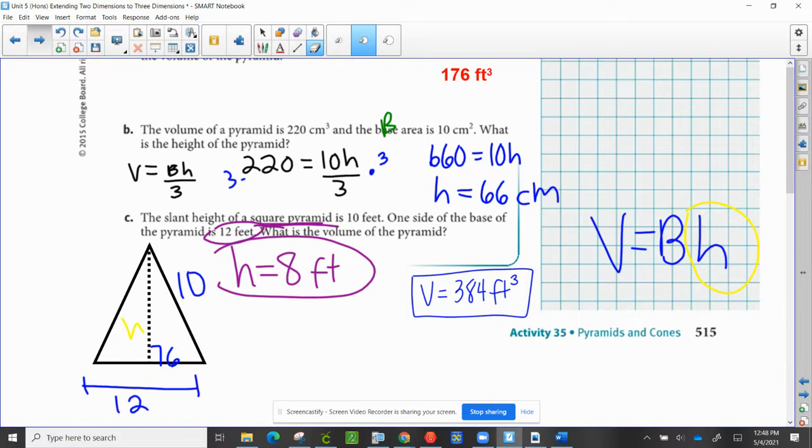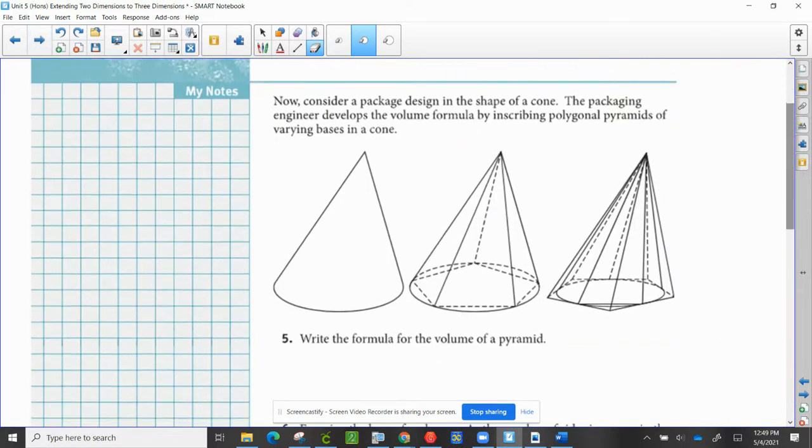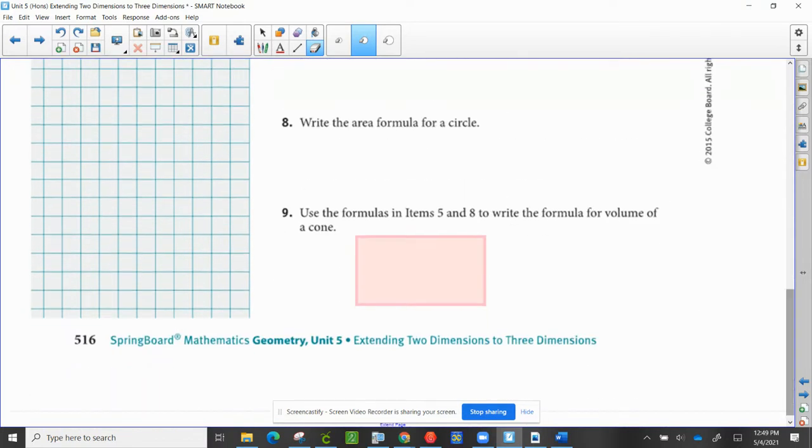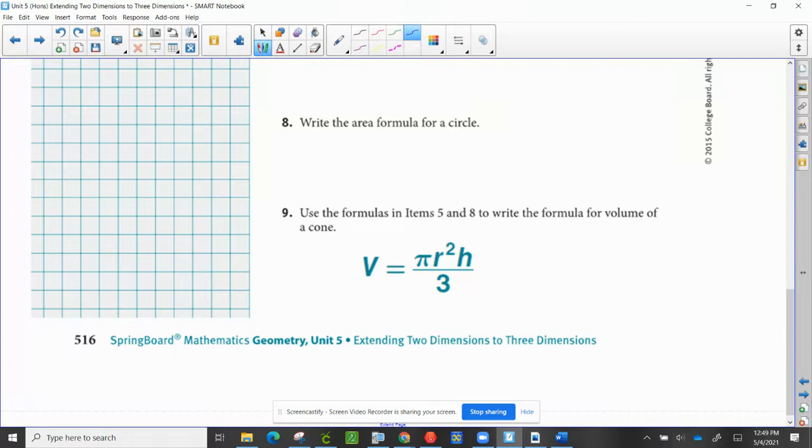All right, we're going to move on now to our cones. Okay, the volume of a cone. Now we're going to skip all this springboardy stuff, and I'm just going to jump right down to the bottom here to question 9 and give you the formula. To find the volume of any cone, essentially it's the same formula. It's big B times H divided by 3, except for a cone, big B is a circle, right?